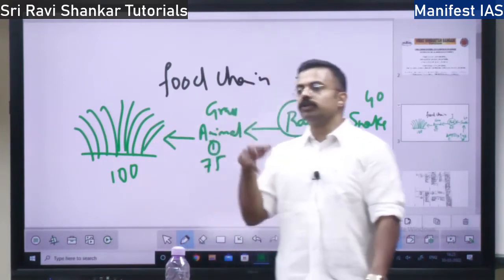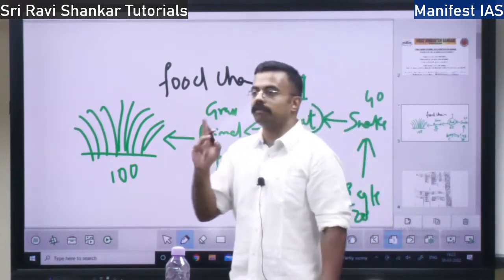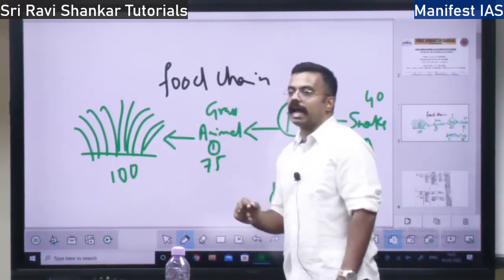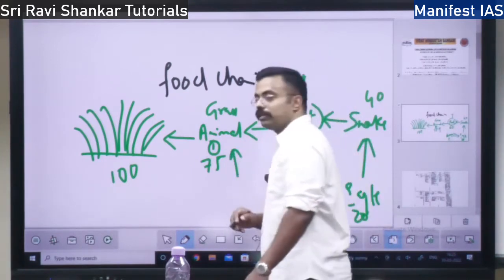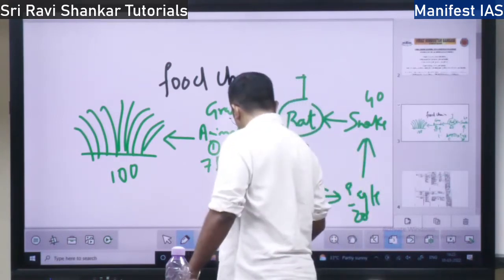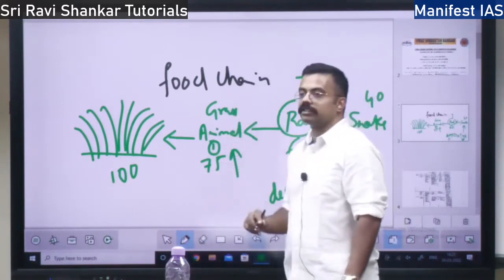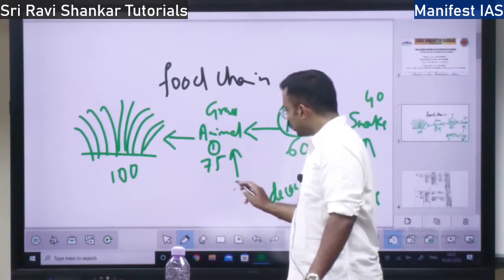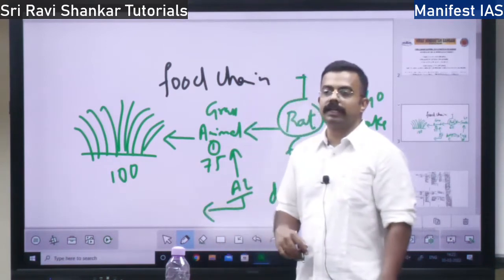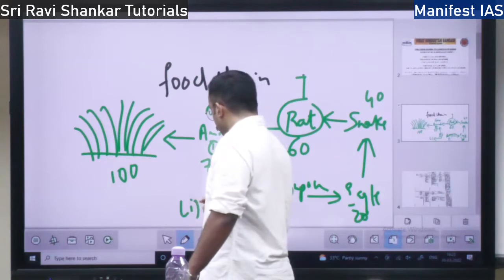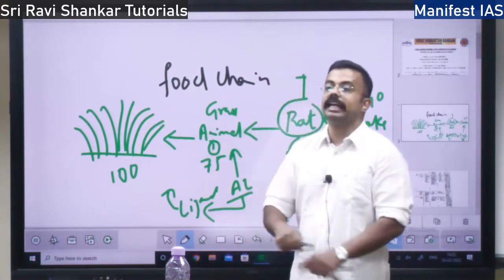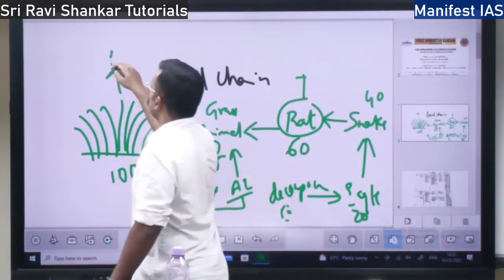But do you think that there exists only one particular food chain on the earth? No. For example, this grasshopper need not be eaten by the rat, right? It can be eaten by some other animal. Rabbit doesn't eat grasshoppers, I think, right? So some other animal might eat the grasshopper. That animal two can be eaten by, let's say, not a snake, let's say a lizard. So that might be eaten by some other animal, right? So there is no one particular chain. It is interlinked.